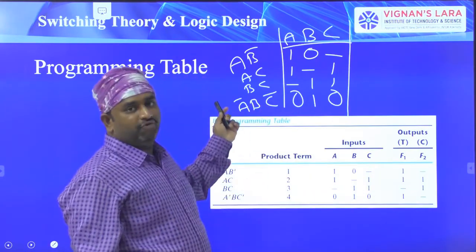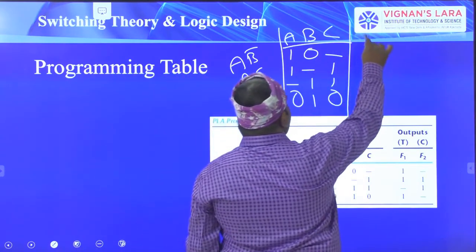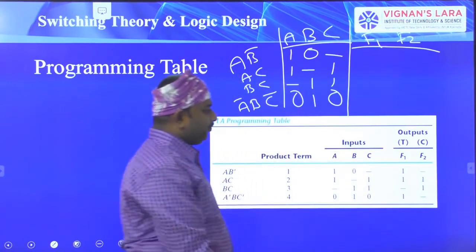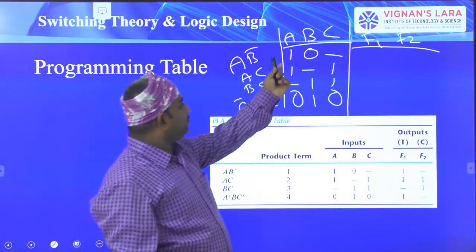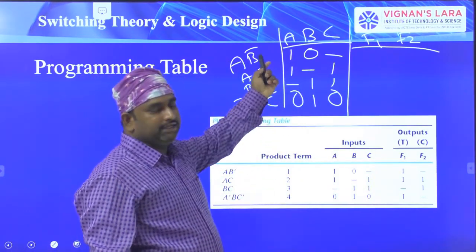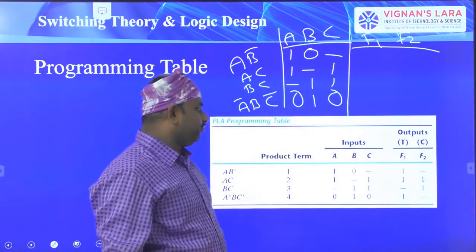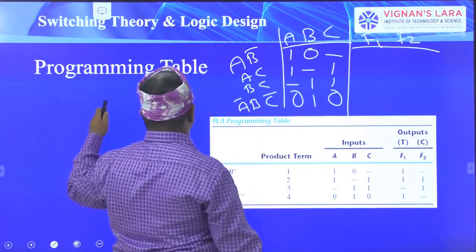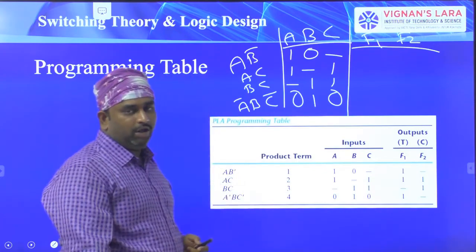Next coming to the finalized outputs. Here we have written inputs and here we have to write the outputs, that is F1, F2. So the first product term A, B bar, is it covered or not for the F1 function? That you have to check from the previous table.